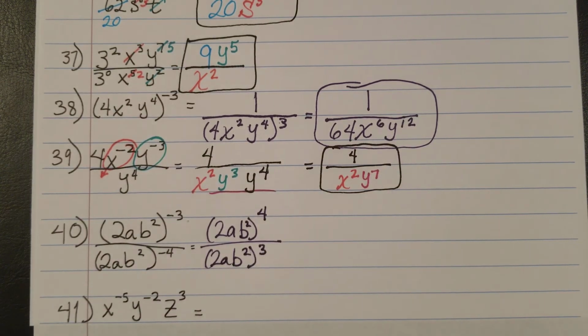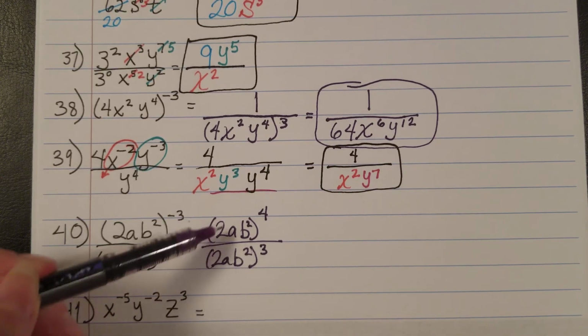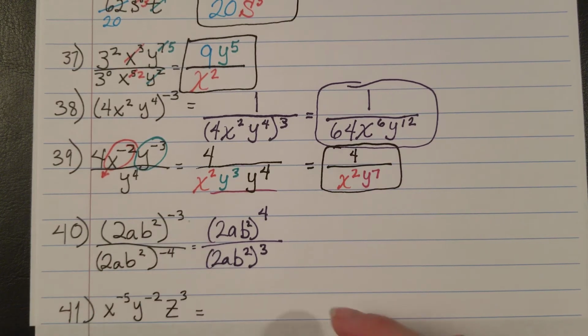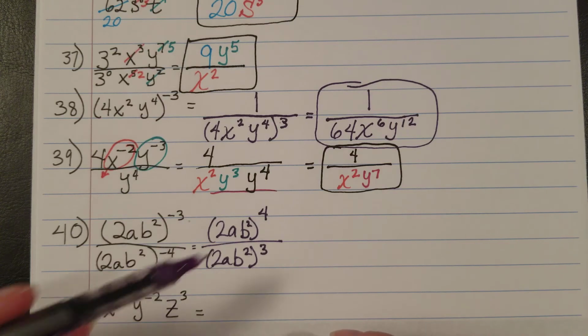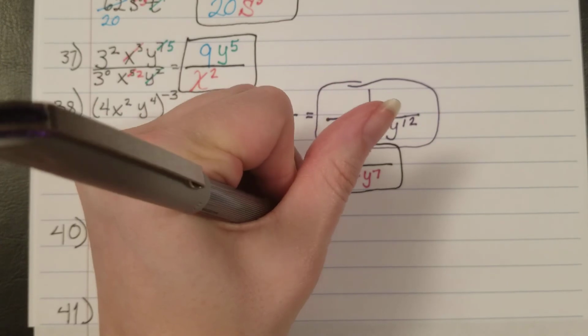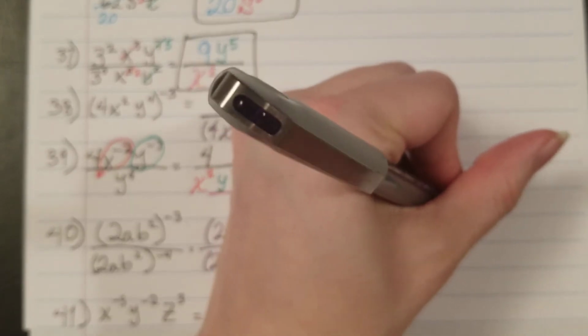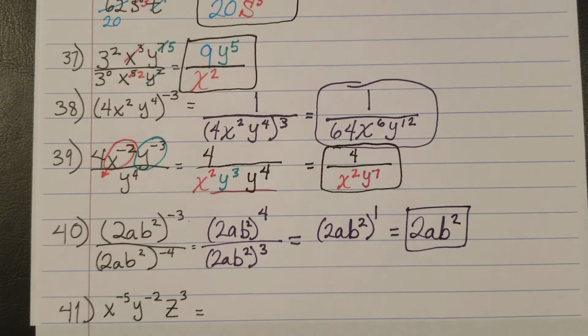All right, now normally I would go ahead and distribute those exponents. However, in this case, we can just make it a lot easier on ourselves because all of the stuff in these parentheses is identical to all the stuff in those parentheses. So it's like having the same base here and here. So I would just subtract those exponents. 4 minus 3 is 1. So that would give me parentheses 2ab squared to the power of 1. So in other words, it's just 2ab squared is the final answer.